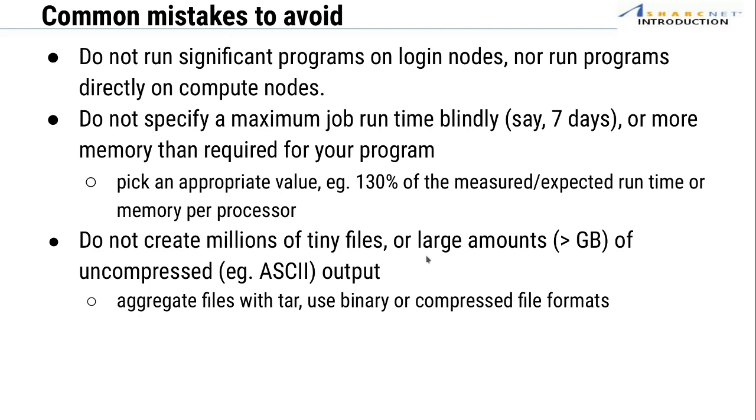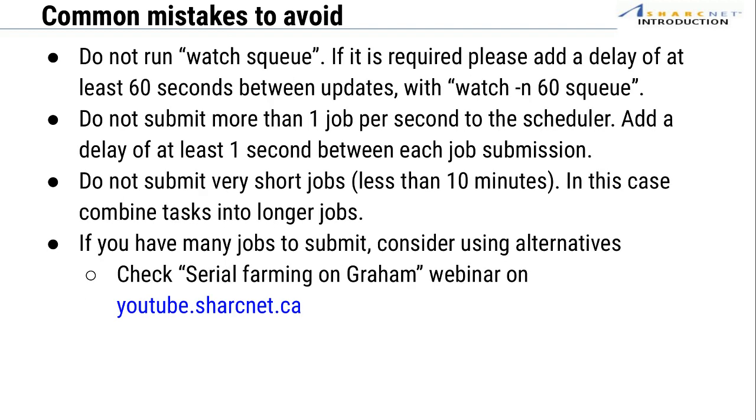In terms of runtime and also memory and CPU cores, I already covered that. Please ask for a reasonable amount. Don't ask for too much, because you'll wait in queue an unnecessarily long time. Do not create millions of tiny files. In fact, there is now a 500,000 limit in home and project file space, so actually you won't even be able to do that. If you have lots of tiny files, you're approaching the limit, and you don't know how to handle the situation, talk to us. We will be able to help you organize your files better.